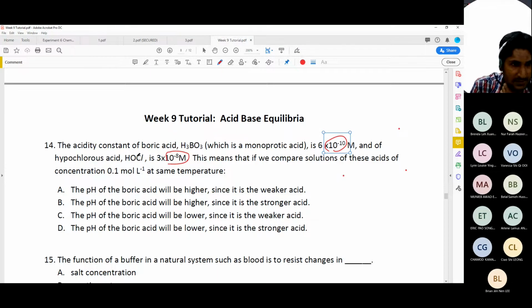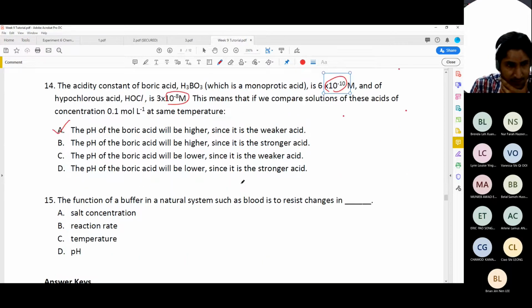So the acidity constant for boric acid is 10 power negative 10. That means boric acid is very weak. And hypochlorous acid is 10 power negative 8. That means it is not that weak, but it's still weak. And it says that at the same temperature, if we compare, the pH of boric acid will be higher, right? Because it has less ionization, of course, so it does not have that much hydrogen ion because it's very low. So this is the correct answer.